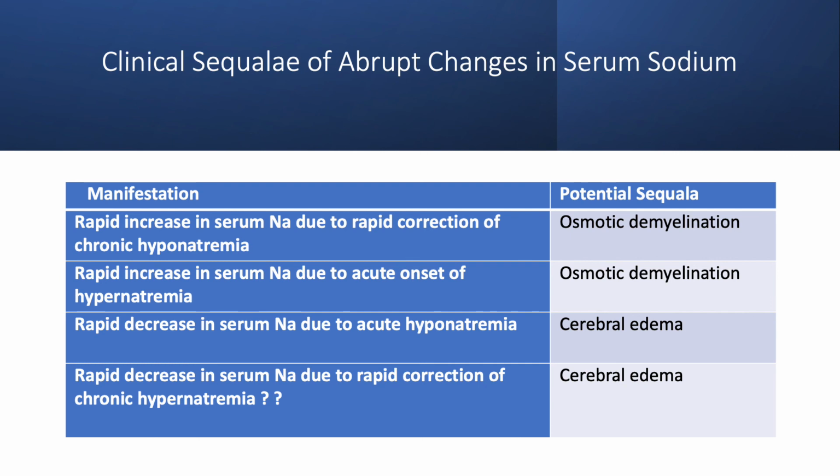Also, if you have a rapid decrease in serum sodium, like we were just talking about in acute hyponatremia, you can have cerebral edema because of shift of water into the brain cells. Now, what about rapid decrease in serum sodium due to rapid correction of chronic hypernatremia? Is it the same if we get someone with a serum sodium of 180 and in a day we drop it to 160? Is it the same like acute hyponatremia? The answer, well, maybe not. It's complicated, and we used to think yes. I will visit that more, talk about it in more details when we talk about hypernatremia.